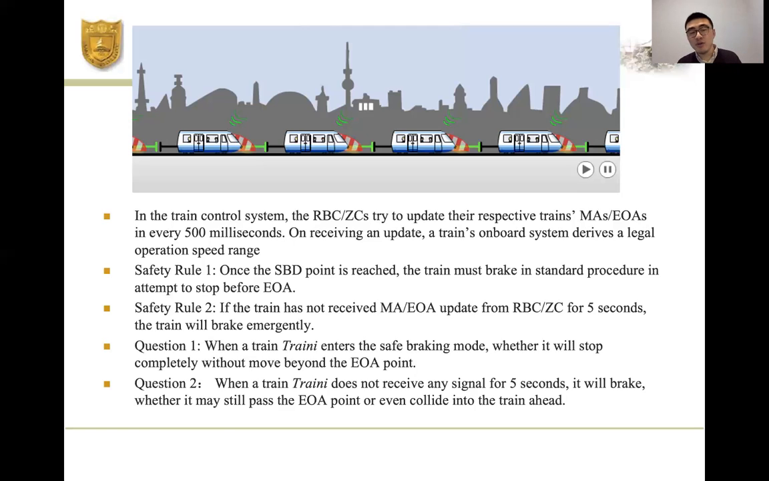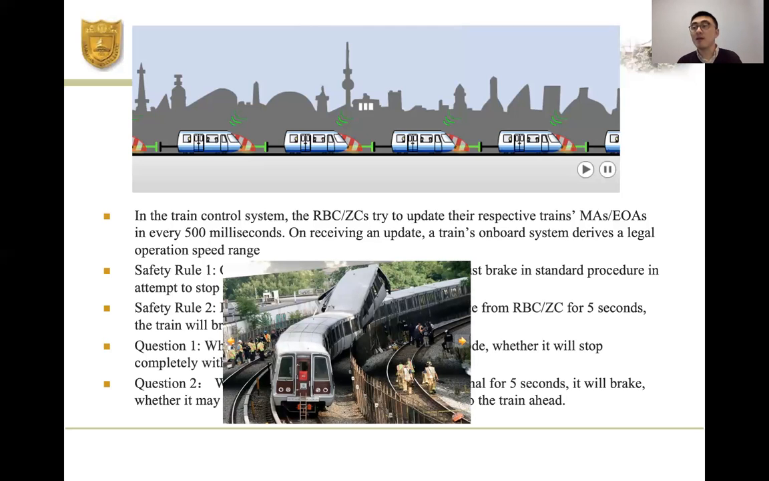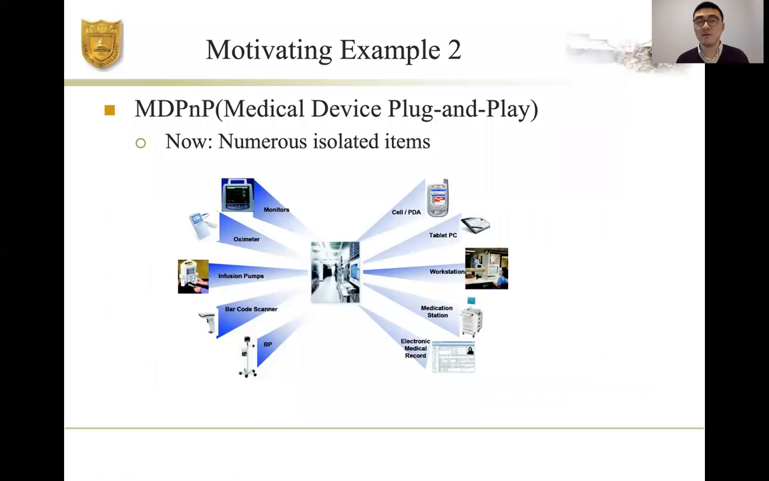And question two is, when a train does not receive any signal for 5 seconds, it will brake, right? But whether it may still pass the EOA point or even collide into the train ahead. Like the communication is down, then after 5 seconds the train notices that maybe it is down because it has not spoken with the train control center for 5 seconds. Then we will do the emergency braking, but will it be too late? Can it even collide with the train ahead? Okay, that's the first motivating example.